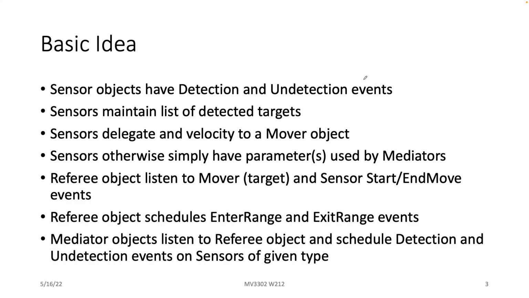So the idea is that the sensor objects have these detection and undetection events. Again, everything in discrete event is about events. And each sensor is going to maintain a list of the detected targets. Now, since the sensors could move around, and we'll see a little demo of that later, the principle of laziness says rather than redoing something that we've already done with our mover objects, we can either subclass it, as it were, or we can delegate it.